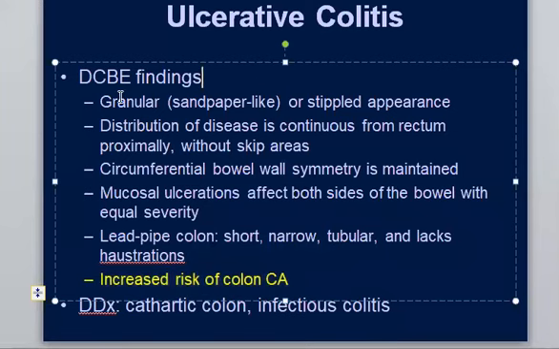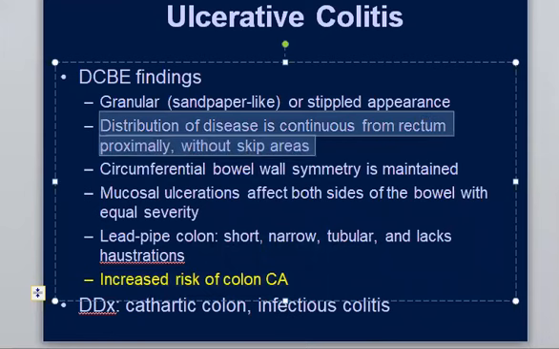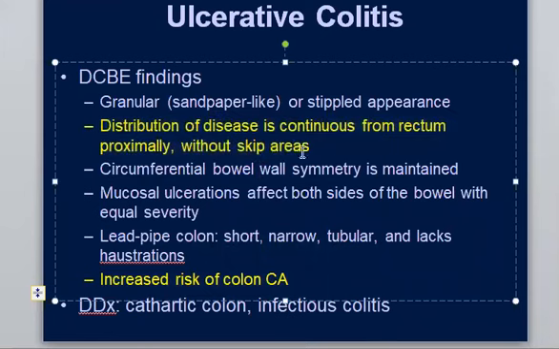So it has many findings: granular appearance, stippled appearance, and the distribution of disease is very important, that it starts from the rectum without skip areas like Crohn's. Crohn's has skip areas. Here, this one has a continuous form, okay? And as you know, the mucosal ulceration affects both sides and leads to lead pipe colon, yes. And don't forget to search for colon cancer, especially on CT. Okay, Marwa, perfect.